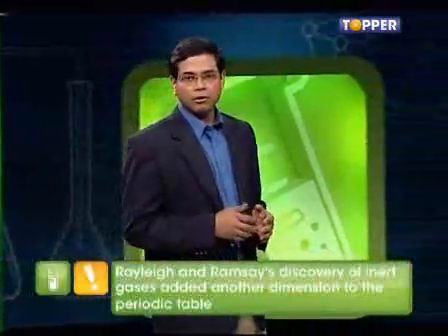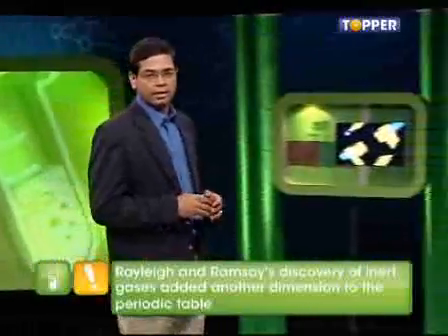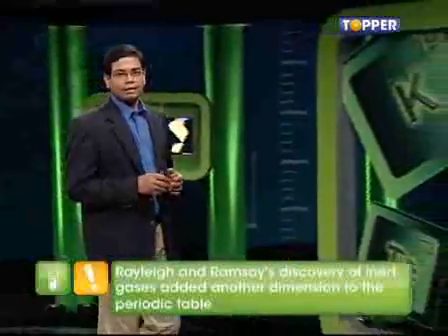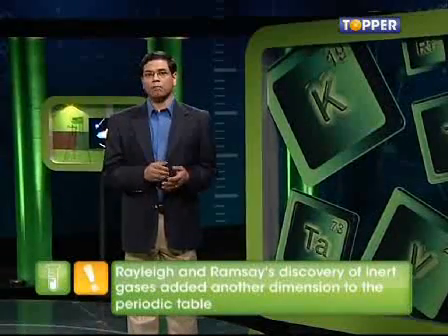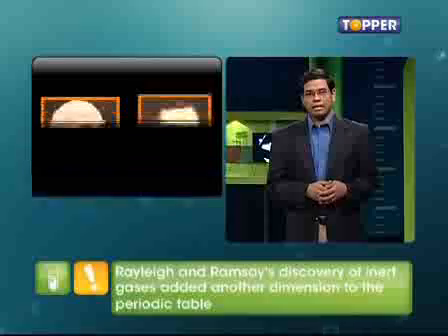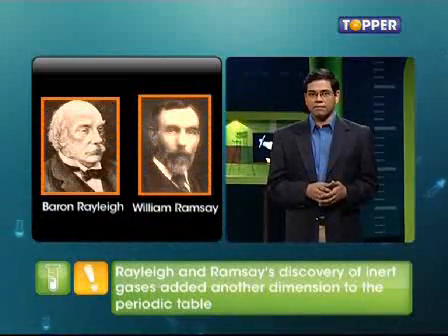Another blow to Mendeleev's table was struck in 1895. Baron Rayleigh reported the discovery of a new gaseous element named argon. This element was chemically inert and did not fit in any of the known periodic groups. Ramsay followed this by discovering the rest of the inert gases. In spite of these limitations, till the 1900s, the elements were still arranged by atomic weight in the periodic table. But its foundations were about to be shaken up.